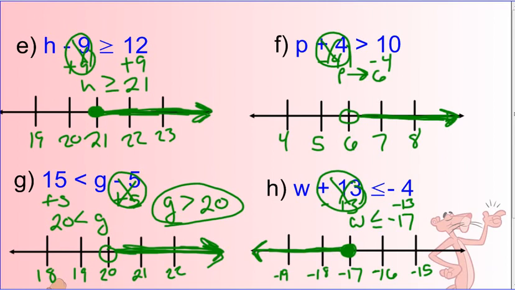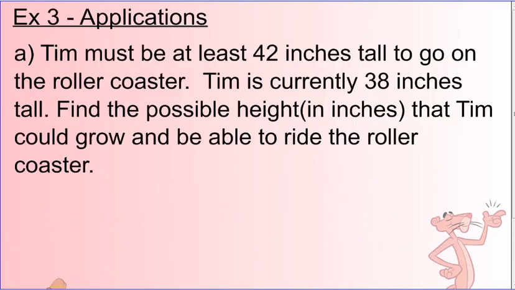Alright. So that's, in general, just solving one-step inequalities. The last thing we've got to look at here is a couple little wordy problems. So let's see. It says Tim must be at least 42 inches tall to go on the roller coaster. Okay. Tim is currently 38 inches tall. Find the possible height in inches that Tim could grow and be able to ride the roller coaster.